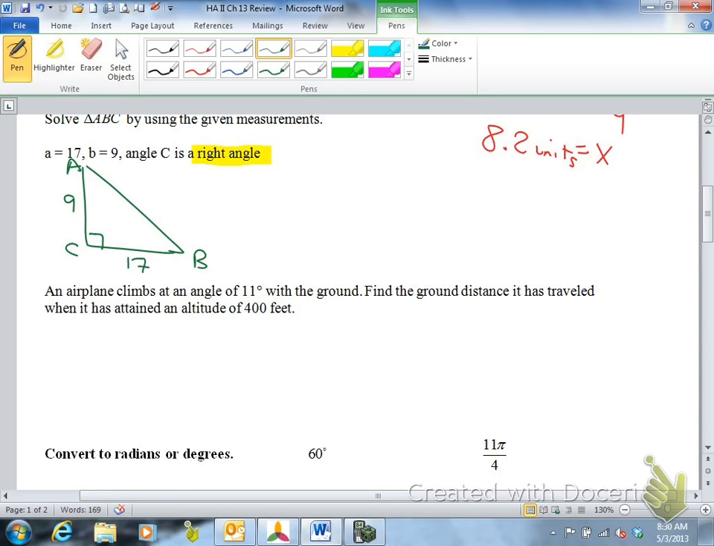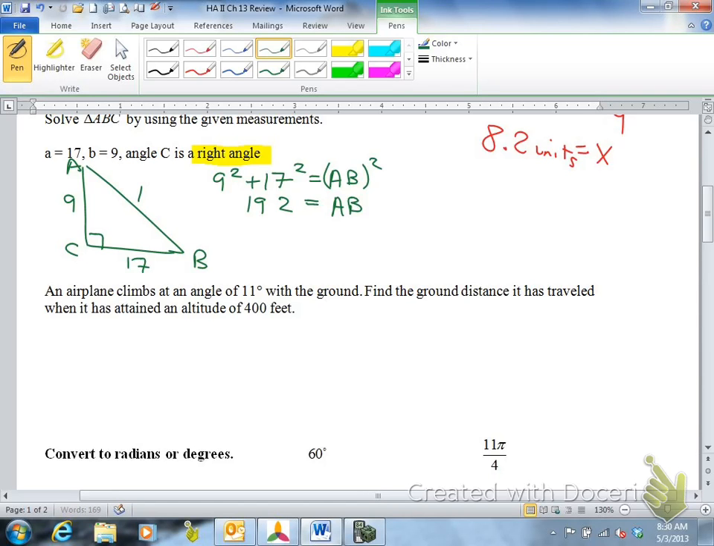How do we find the length of the hypotenuse? Pythagorean theorem. Pythagorean theorem would be 9 squared plus 17 squared equals AB squared. And what do you get for AB? 19.2. And then you just have to find one angle with the trig ratio.